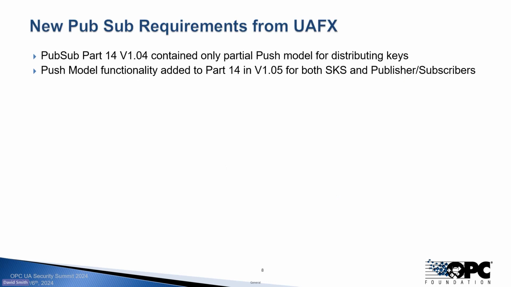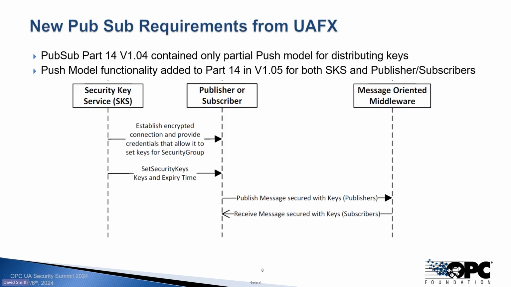So this was all great. We had our data model. We had our PubSub security payload mechanisms, but we ran into a problem. When we started working on UAFX, version 1.04 was the release version of OPC UA, and PubSub did not have full support for this push model for distributing keys. It had, for the devices, the methods to call to be able to push keys to the devices, but the security key service did not have a configuration mechanism to know how to connect to those devices.